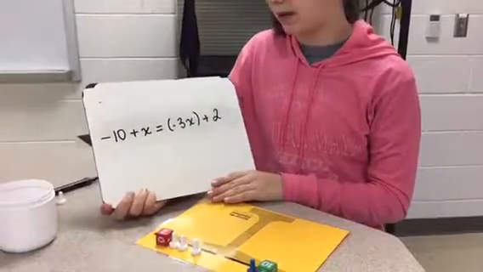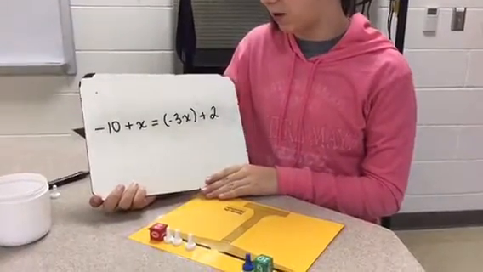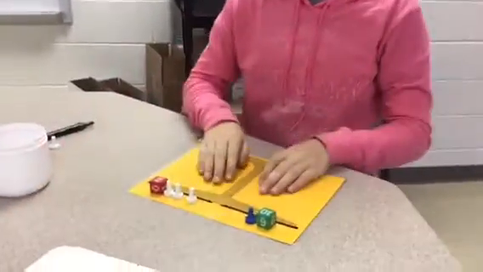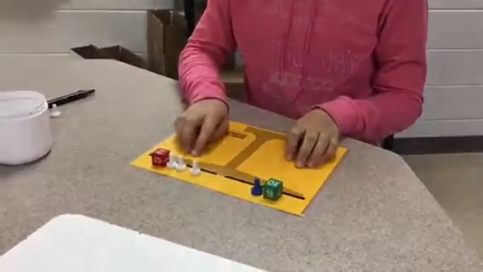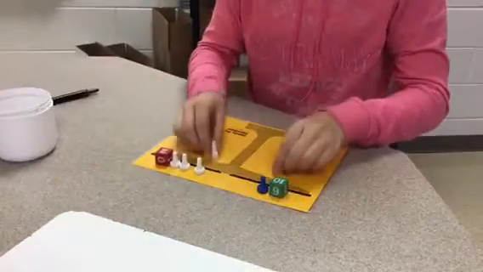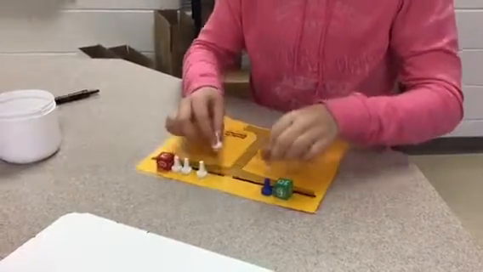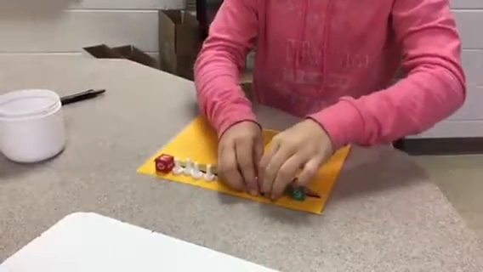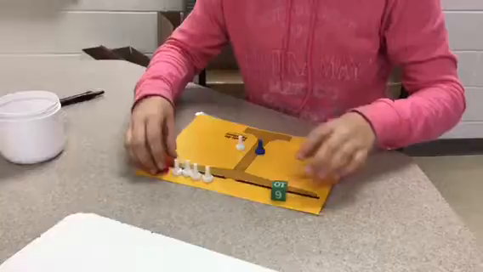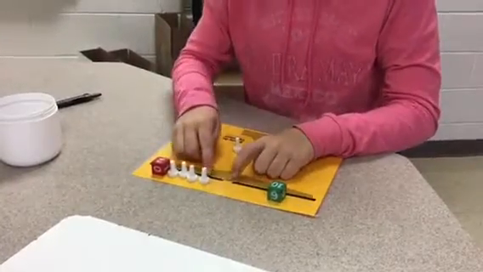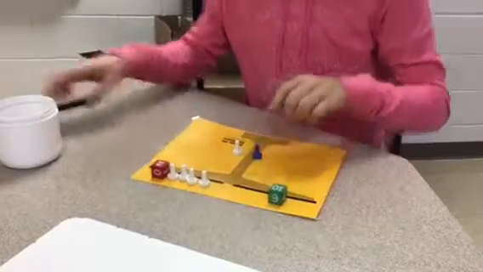My next problem is negative 10 plus x equals the opposite of 3x plus 2. So in this problem, there's no legal move that we can do, so I'm going to add 2 white pawns to each side so the scale is still even. Now I can take away the pair of 0 from this side, and our problem becomes negative 10 equals the opposite of 4x plus 2.